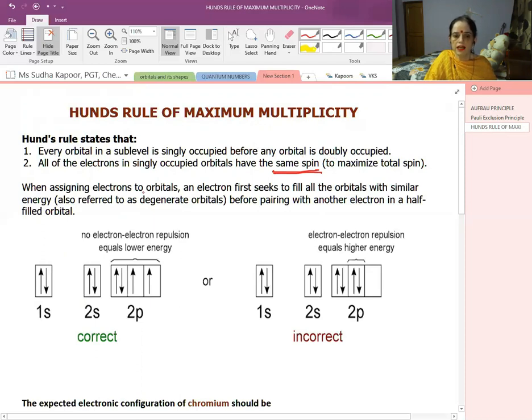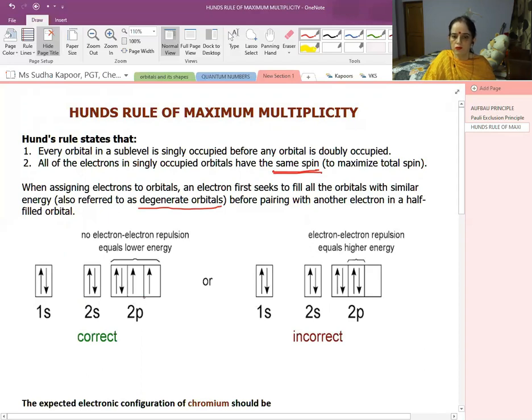So when assigning the electrons to the orbitals, an electron first seeks to fill all the orbitals with similar energy, which are also referred to as degenerate orbitals. For example, px, py, pz are considered degenerate. The 5 orbitals of d and the 7 orbitals of f are considered degenerate in nature. So before pairing with another electron, they must be half filled, and they are equally filled.